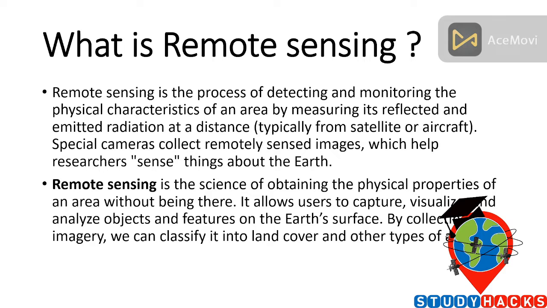You do not go physically to this region, and using remote sensing, users capture, visualize and analyze the objects and features on the earth's surface. Mainly it collects imagery, and we can easily classify it into land cover and other types of analysis using remote sensing data. So basically this is the basic definition of remote sensing: the science of obtaining the physical properties of an area without physical touch. Without physical touch, I just acquire the information.